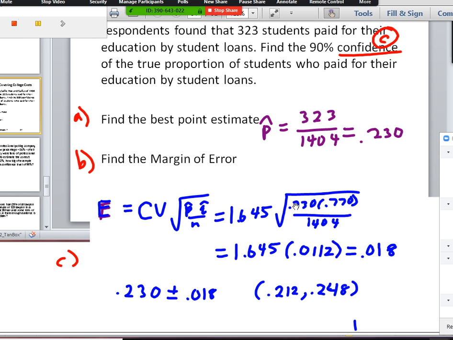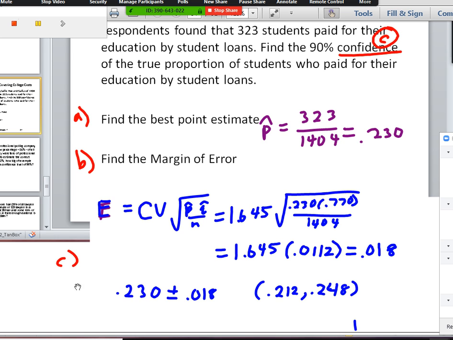All right, and then you again work inside out. So you're going to find this and then square root it. You'll get 0.0112 for that. So 1.645 times that gives you 0.018. That's the margin of error.